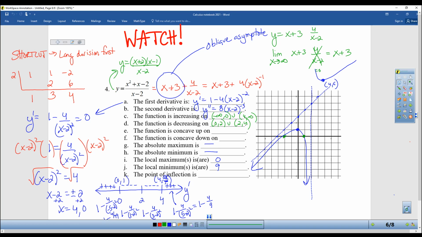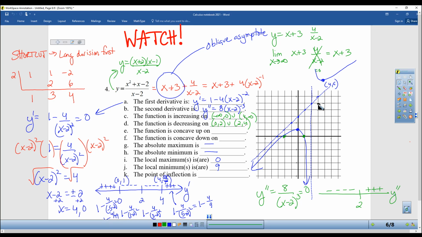Now, concave up and concave down are supposed to be second derivative, which I can do. Y double prime is equal to 8 over x minus 2 cubed, which means I make my sign chart and I put two things on it. Where the derivative is equal to 0, which the second derivative is never going to be equal to 0, or where it does not exist, which is 2. I plug in a number bigger than 2, like 4, and I cube it, I'm going to get a positive answer. But if I plug in a number like 0, negative 2, and cube it, I'm going to get a negative answer. But I already knew that.